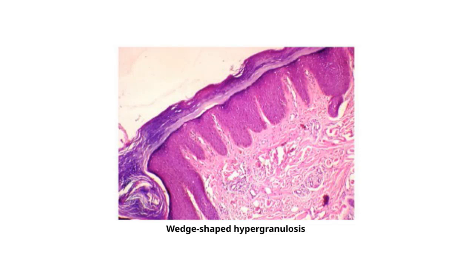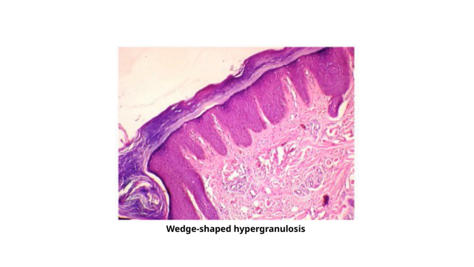Let's take a closer look at wedge-shaped hypergranulosis. This term refers to a specific histopathological feature where we see an area of thickened granular layer that takes on a wedge or triangular shape. It's quite characteristic and can be a key diagnostic clue.